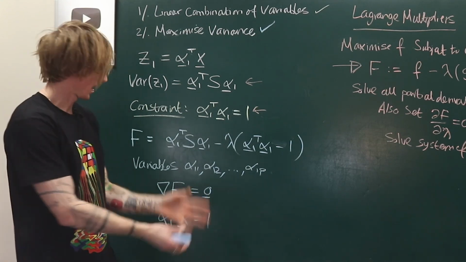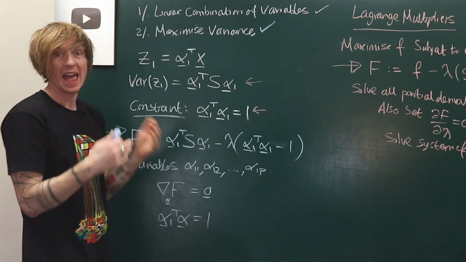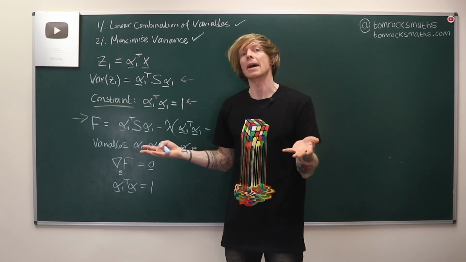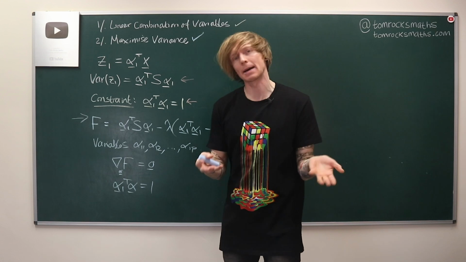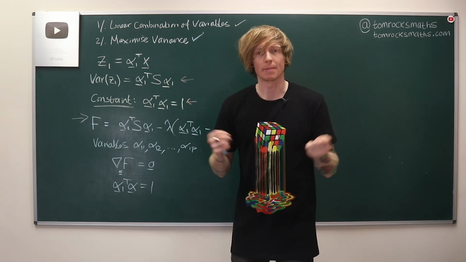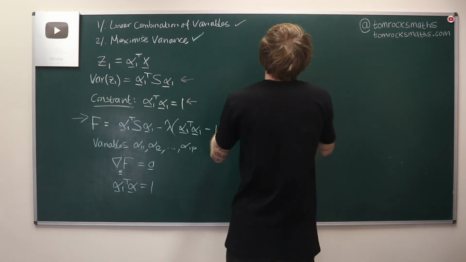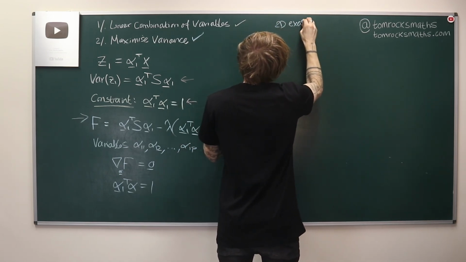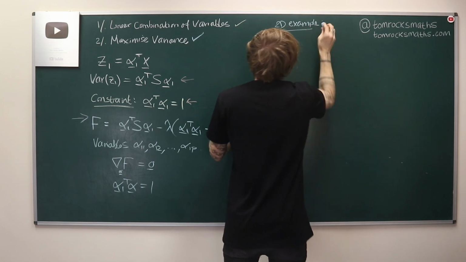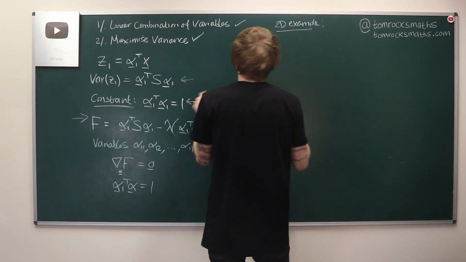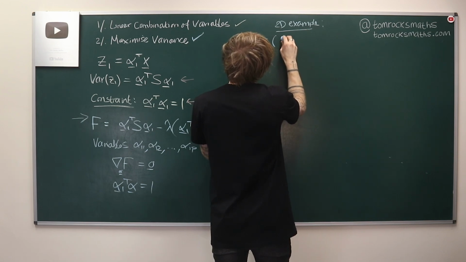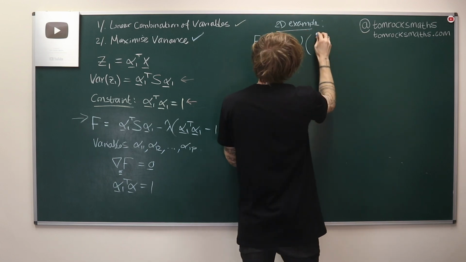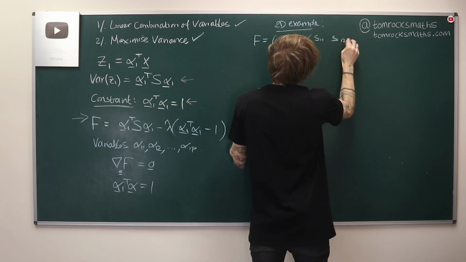So what is the gradient of this function F? Rather than just telling you what we get when we take the gradient of this function F, I will actually do an explicit example with, let's say, a 2 by 2 matrix. So let's suppose that F in the 2D example case is going to be given by alpha 1 transpose, so let's write that as alpha 1, alpha 2, our two variables, times our matrix S, so that's S11, S12, S21, S22.